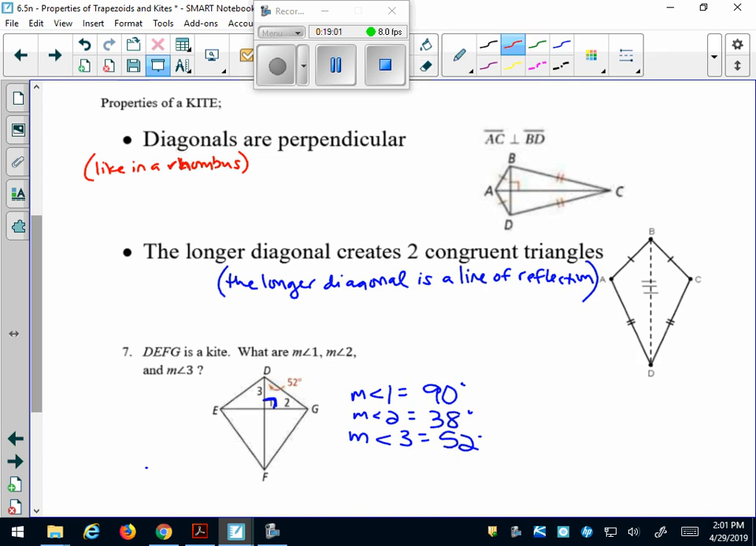Again, a good way of thinking about that is that the longer diagonal is a reflection line. So this triangle is exactly the same as this triangle. I like thinking of it as a reflection line because even if I draw in the other diagonal, everything's still reflected. So that means like this angle is the same as that angle. Right? Everything's reflected. This angle is congruent to that angle. This one is congruent to this one. Okay? Everything is reflected.